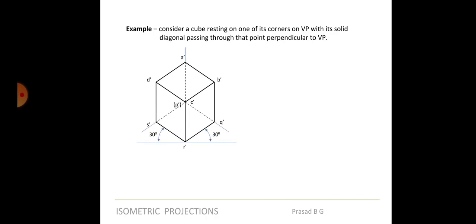Okay, so this is what I was telling you. What will be the angle of the line that you are drawing here? It will be 30 degrees with respect to the horizontal. If you draw a straight horizontal line, the angle at which you are supposed to draw the lines is 30 degrees.